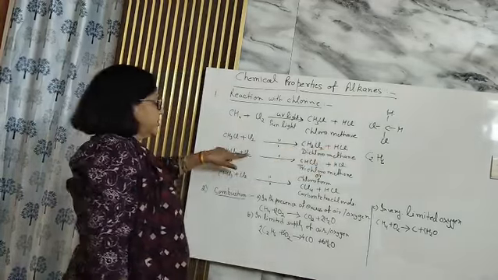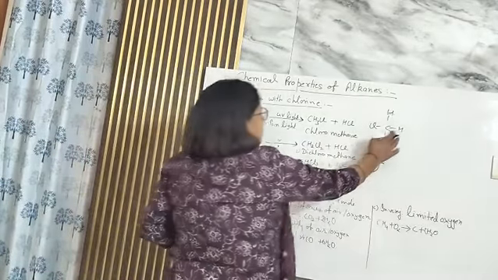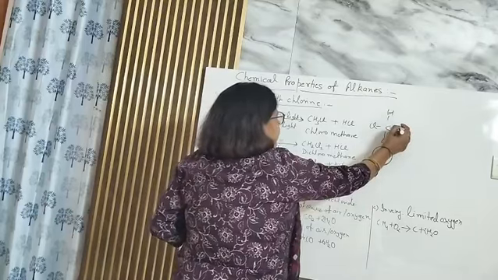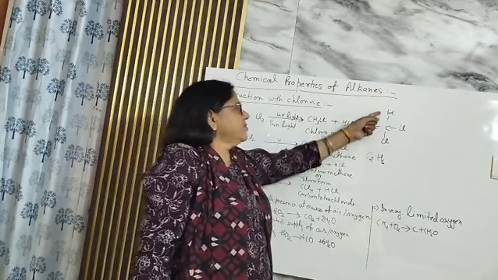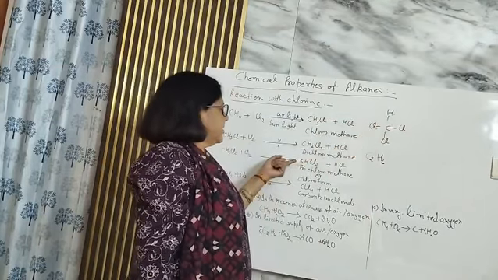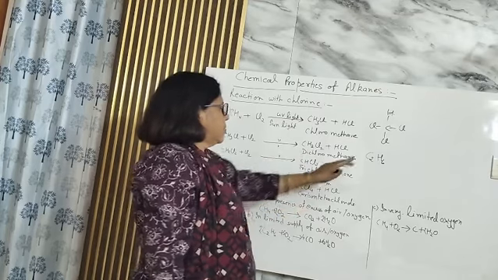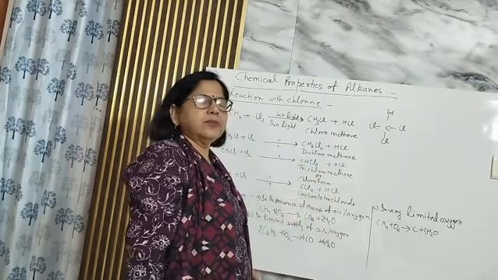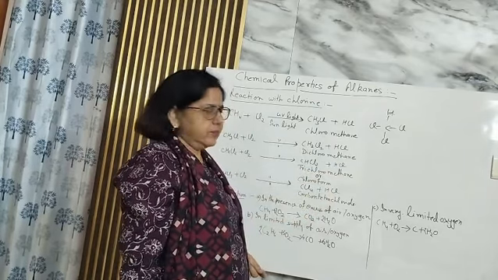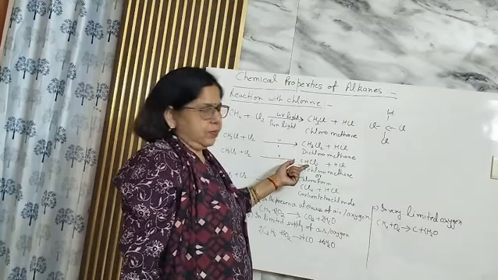Then dichloromethane reacts with chlorine in the presence of sunlight, and what happens when I replace one more hydrogen by chlorine? So what is the product formed? CHCl3. CHCl3 is trichloromethane, or it is called as what? It is called chloroform. Chloroform, you all know about the chloroform, right? It is a very important compound.